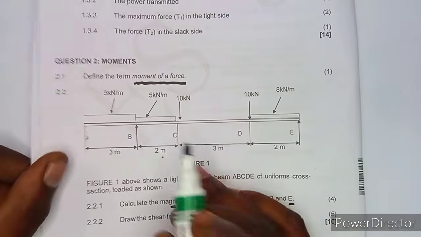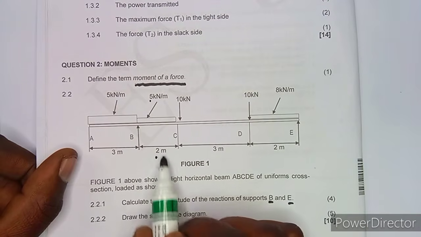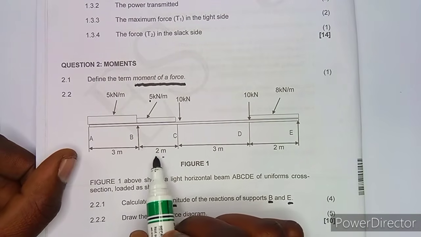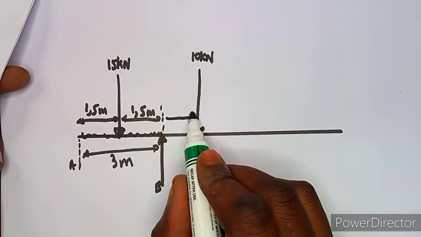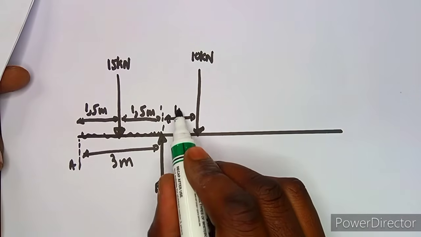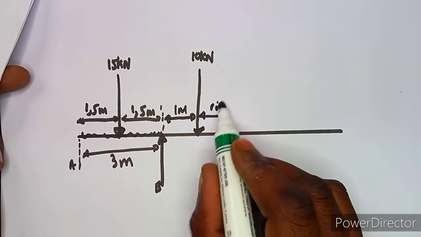Remember, we multiplied 5 and 2, which is 10. Then the distance you divide into 2, so 2 divided by 2 is 1. Okay, so this is going to be 1 meter apart like this. We're going to have 1 meter apart, something like this.